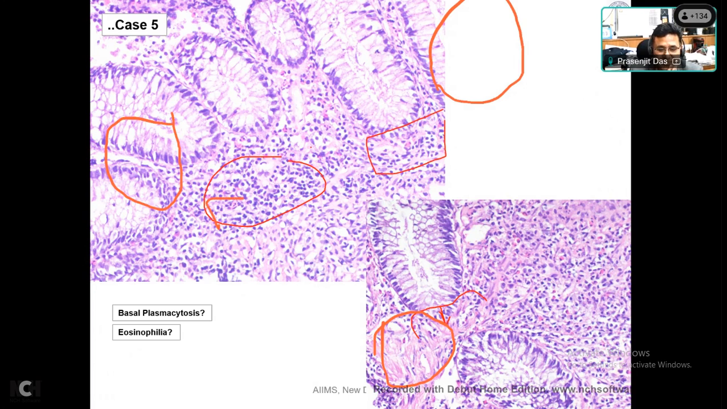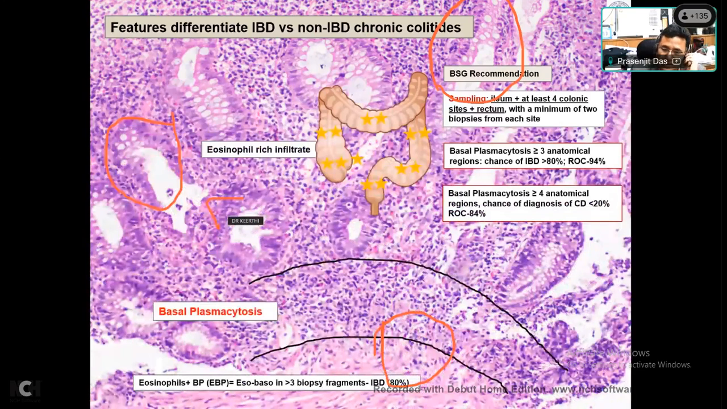But there are some eosinophils. Okay? Eosinophils are there. You agree? Yes, sir. And we already have seen what is basal plasmacytosis and how to see if it is distributed all across the mucosal fragments or not. So, keeping those features in mind, this is patchy chronic colitis, what you have seen till now. And I thought there is not much basal plasmacytosis, though eosinophilia is there.